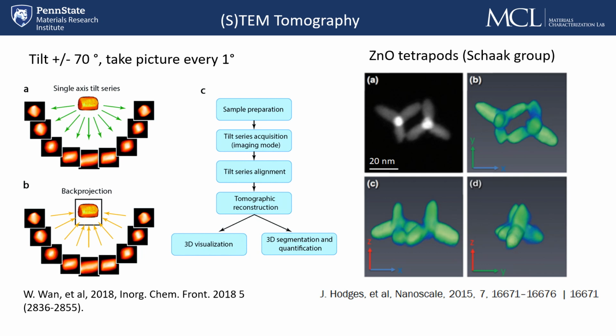On the right is an example of some zinc oxide tetrapod nanostructures. If you just look at them in the TEM, you see these 3 triangular arms with a bright dot in the center. But if you do the tomography, the tilting and the reconstruction, you see that the bright dot in the center is actually a 4th arm sticking up in the Z direction. So a normal TEM image is a 2D projection of a 3D volume. By doing the tomography, we can reconstruct that 3D volume.